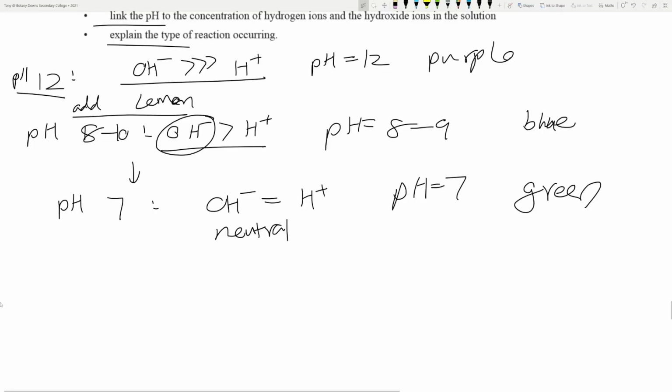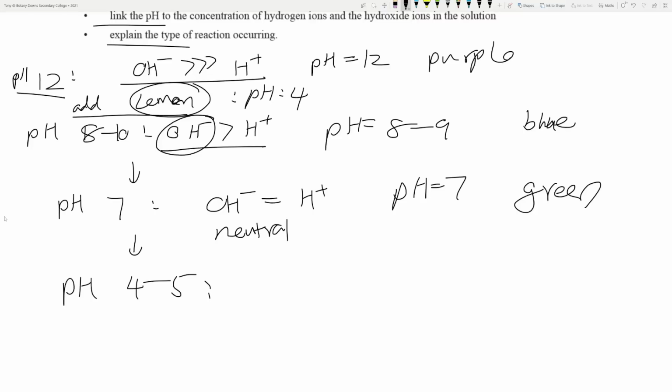Now you keep adding more lemon juice, and your pH is going to go to 4 to 5, because you are adding lemon juice. Remember, the lemon juice has a pH of 4. You're not going to go anything lower than 4. You can't go to red, and I think this is what they deliberately tried to do. You can't go to red because the acid that you're adding is only a really weak one, so you can't go to pH 1. You're going to stop here.